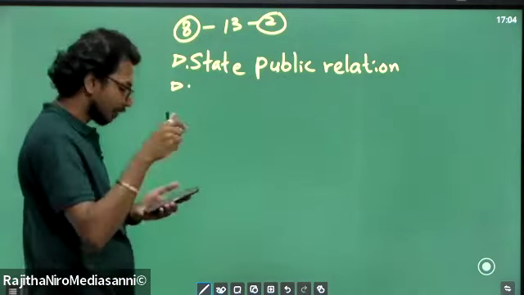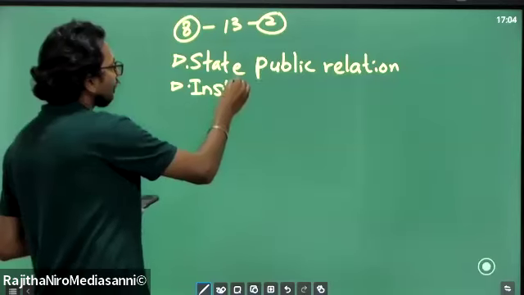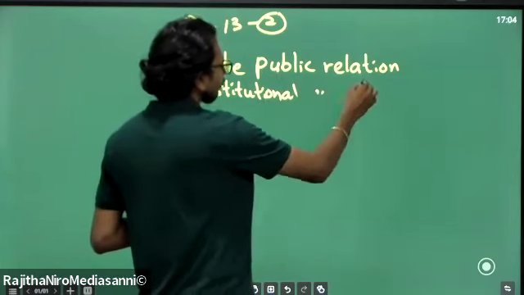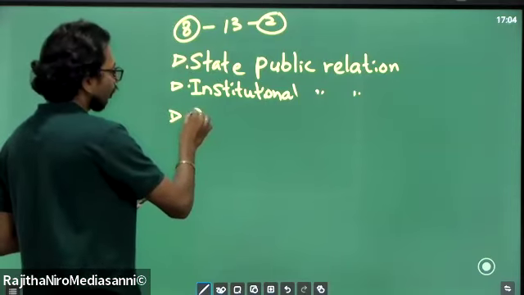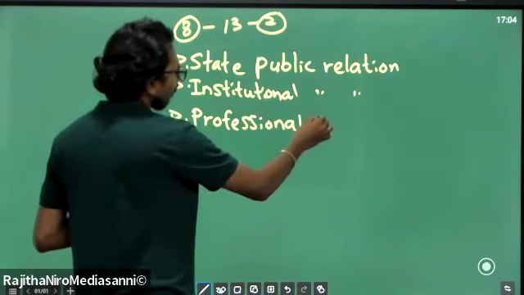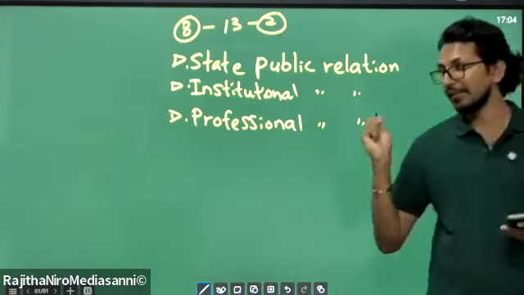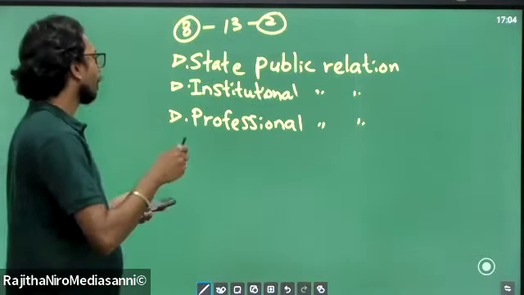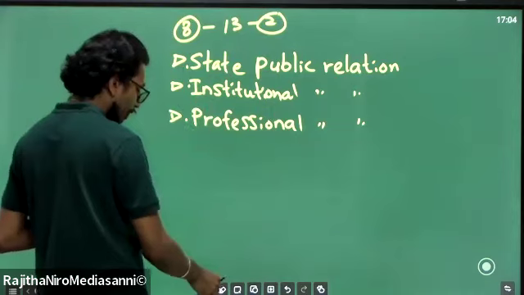According to this PDF, the second one I put is institutional public relations. And the third one is professional public relations. Last week we discussed these three things. Already we discussed, but if someone missed it, I will explain again. So the first is state public relations, the second institutional, the third professional.